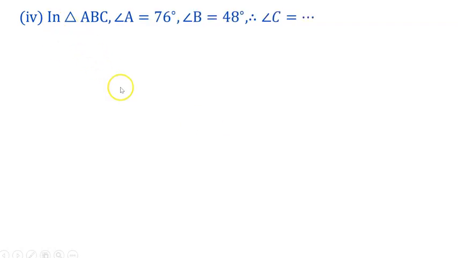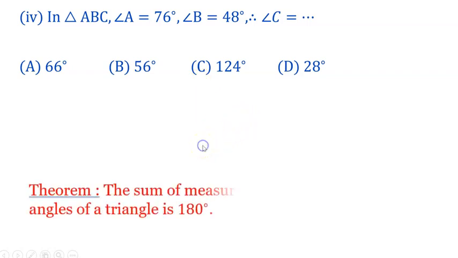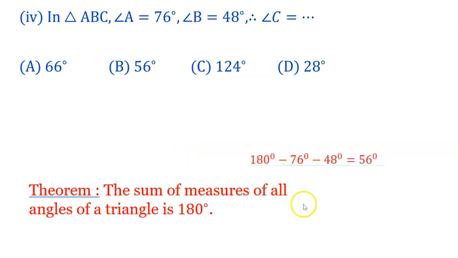Next, in triangle ABC, measure of angle A is 76 degree, B is 48 degree, C is question mark. What are the answer options? A is 66 degree, B is 56 degree, C is 124 degree, and D is 28 degree. Now again the theorem: the sum of measures of all angles of a triangle is 180. Therefore we will subtract 76 degree and 48 degree from 180, so that we will get the measure of the third angle, that is the measure of angle C, and hence option B is the correct one.